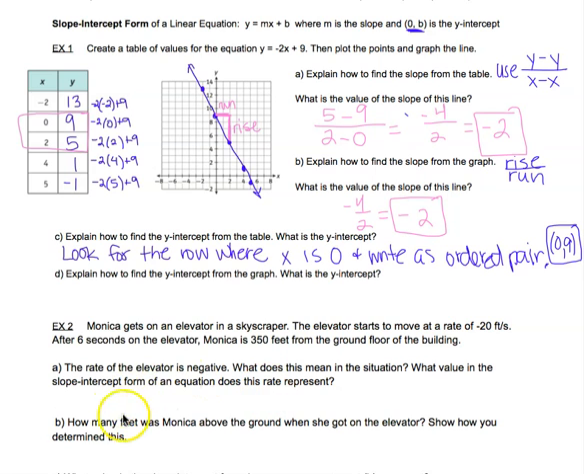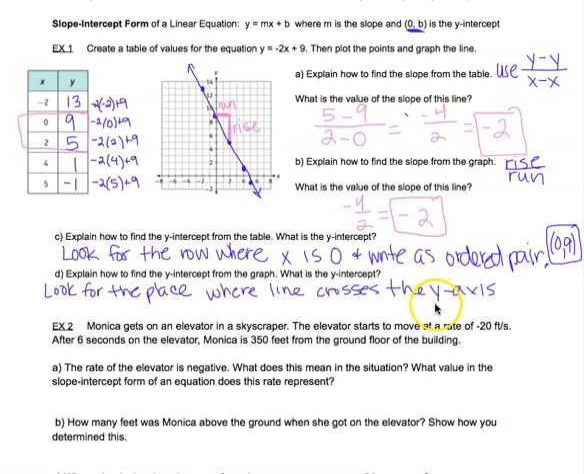That is our y-intercept. For D, explain how to find the y-intercept from the graph. Look for the place where the line crosses the y-axis. And again, write it as an ordered pair. So look, right here, crosses the y-axis. That point is left and right 0, up 9. So of course, we get the same answer that we did in C.